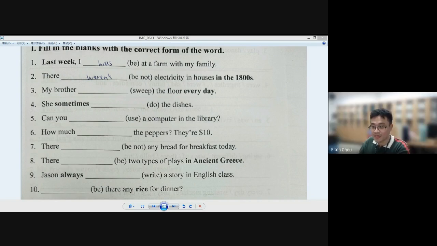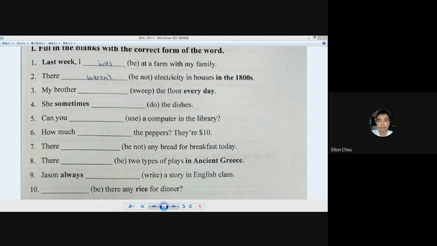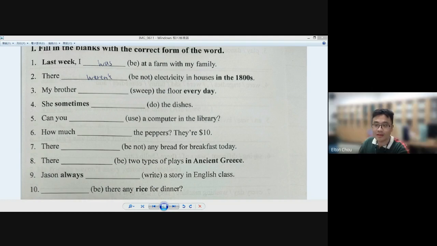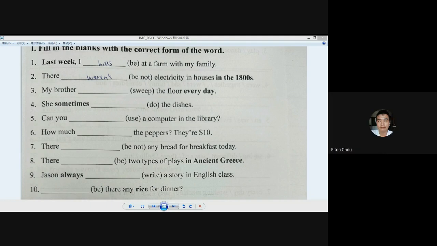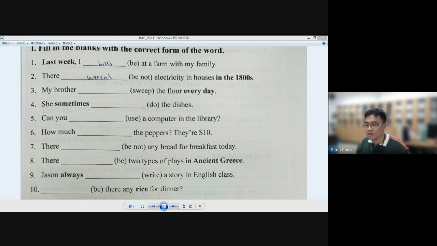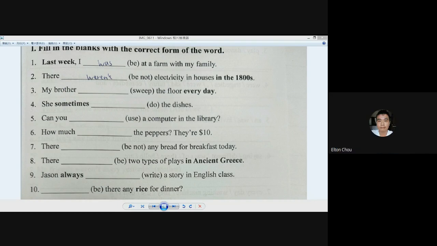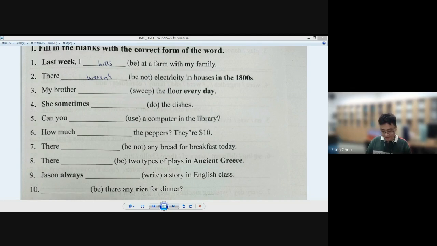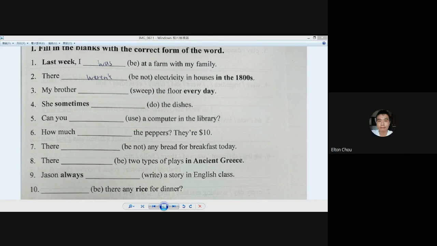So in the past, there was not, sorry, I made a mistake. There wasn't electricity, not in houses. So there wasn't. Very good. Okay, so how about my brother?